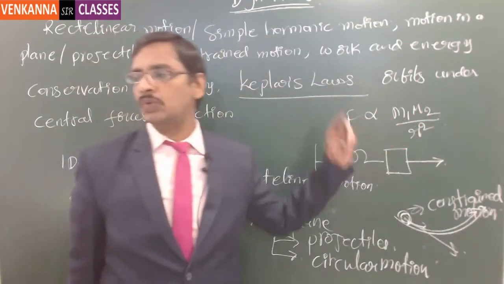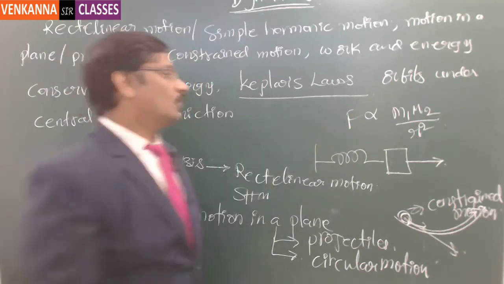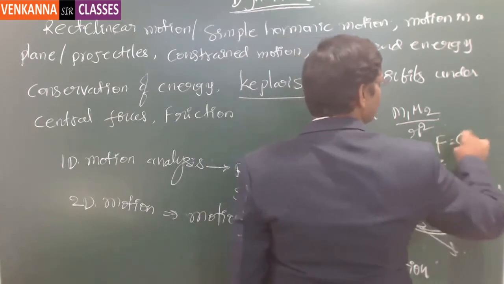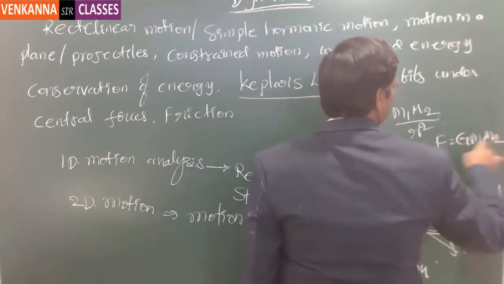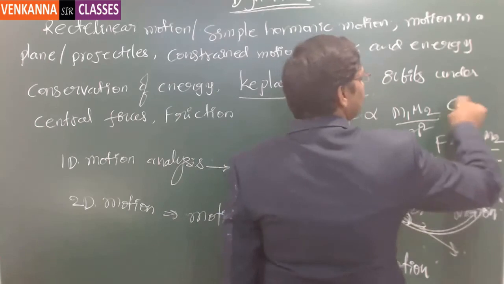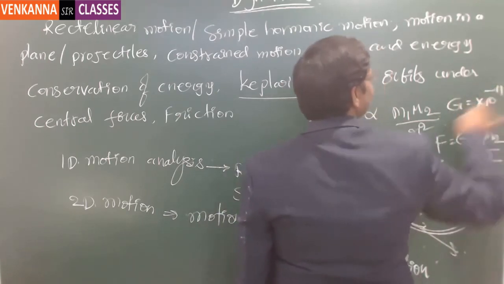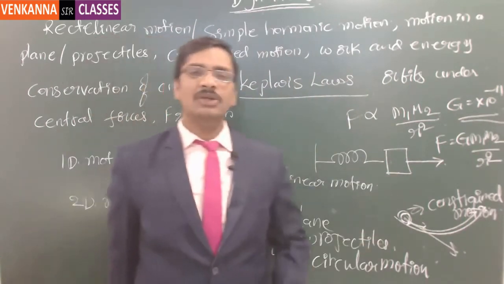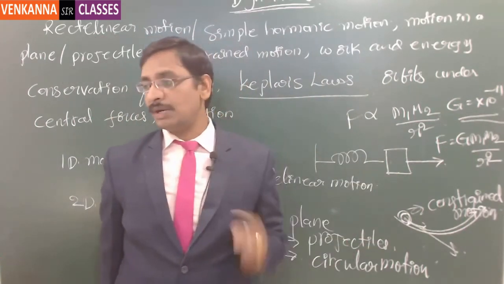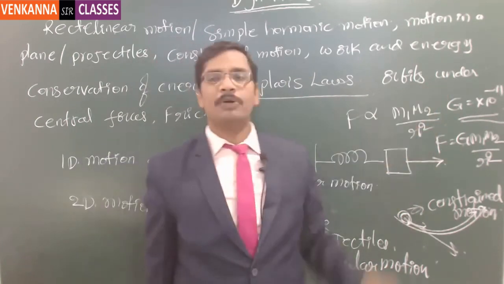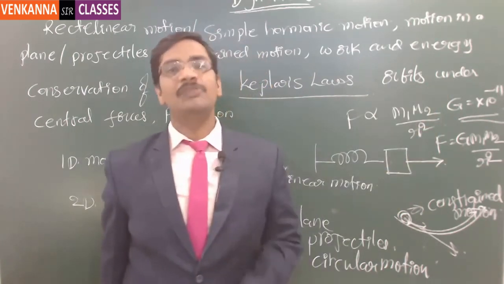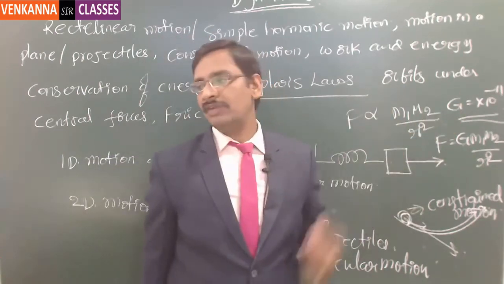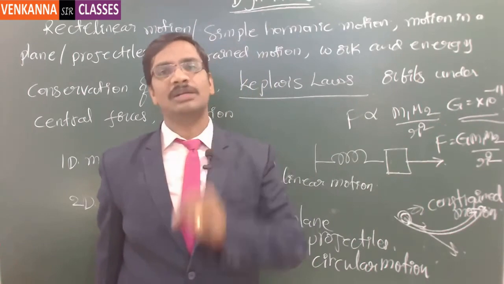This is like Coulomb's law. If you replace the proportionality with a constant, which we call the gravitational constant, we get F equals G m1 m2 by r square, where G is of the order of 10 power minus 11. Since it is of the order of 10 power minus 11, you can simply neglect it for smaller masses. But for large masses, like the mass of the Earth, you have to consider it.